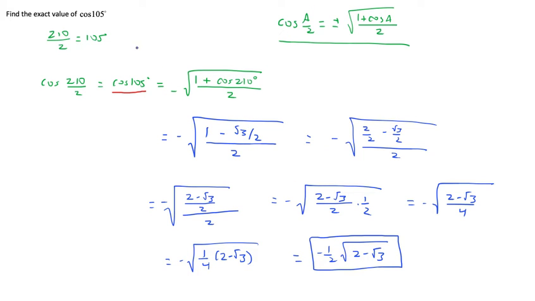Now, if you used a sum formula for cosine, we would get an answer that looks a little bit different, but numerically, it's the same thing. It's just using a different formula to get at the same answer.